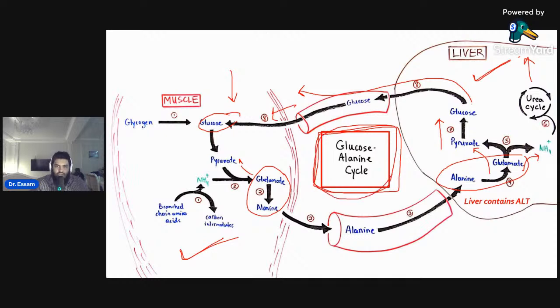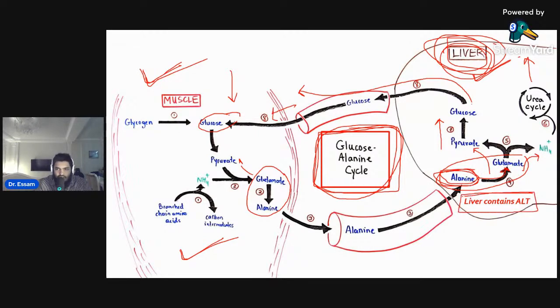This is how the body uses alanine. Now why do we need the liver for this cycle? Why do we need the liver for completing this cycle? Why can't we do this cycle inside the muscle? Why do we have to send it to the liver and then come back from the liver? Why so much travel? The reason is that for breaking down alanine into glutamate, we need an enzyme, and that enzyme is only present in the liver.